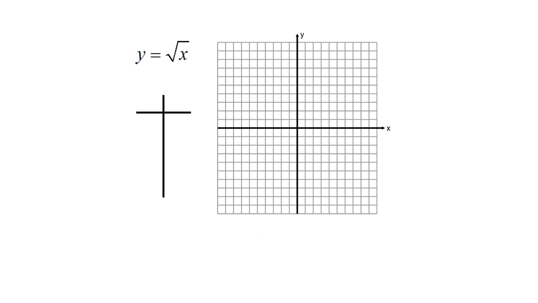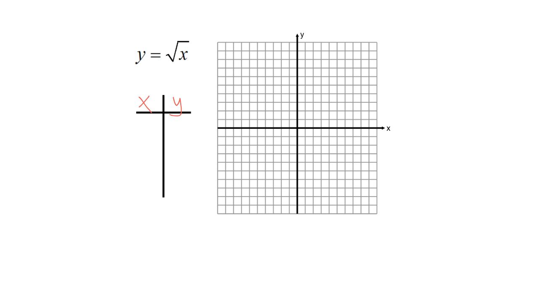All right, so here is the parent function for our square root function. It is y equals the square root of x. Now, just like we did for linear functions and exponential functions, we can graph using a table. So we're going to do that right now to see what the curve, it's a curve, that the square root of x produces for this function.